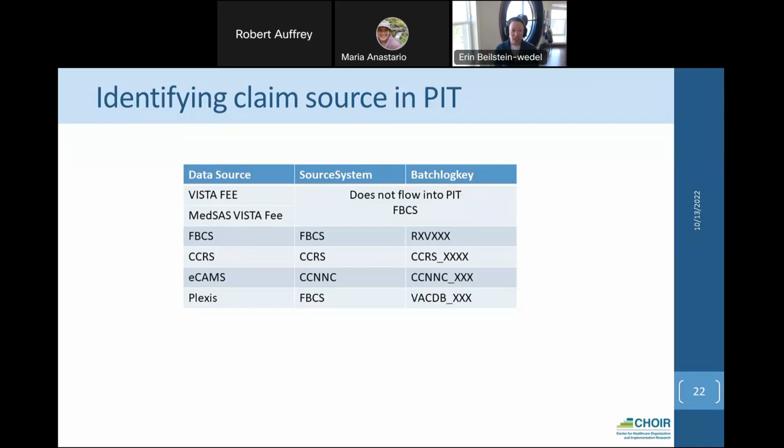And then for CCRS, the source system in PIT claim is CCRS, and the batch log key also starts with CCRS. For eCAMS, the source system is CCNNC. It's community care non-network claims, and the batch log key starts with the same thing. So that's how we identify which source system the claims are coming in, and that can help you identify which claim statuses you might want to be looking at, or if you're going to have issues like with claims in CCRS, you'll probably see some funkiness there.